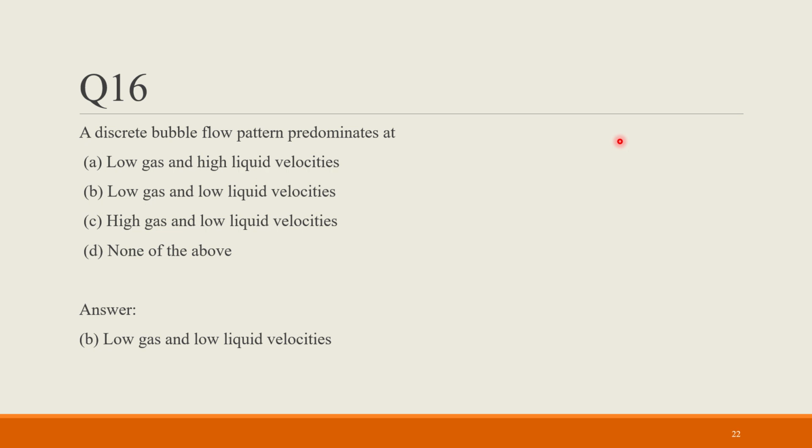A discrete bubble flow pattern predominates at: low gas and high liquid velocities, low gas and low liquid velocities, high gas and low liquid velocities, high gas and high liquid velocities. Keep in mind that when it is about discrete bubble phase, the velocity should be low. If the velocity is very high, the bubbles start to break and collapse, because of which discrete phase would not be observed. So answer is low gas and low liquid velocity.